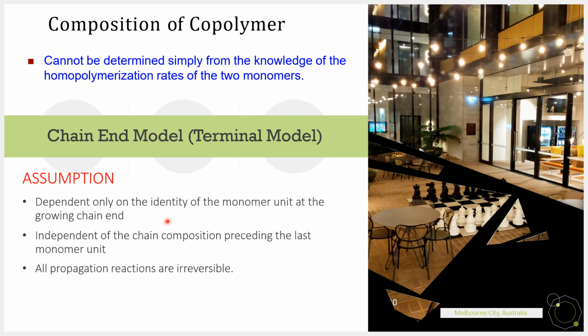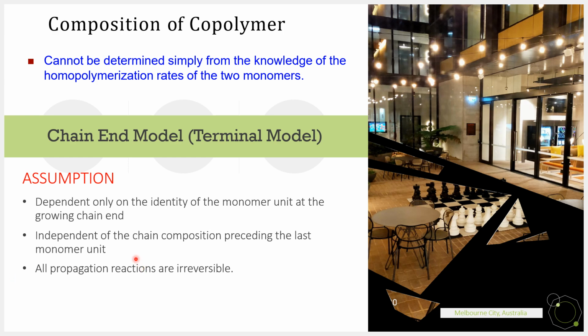So what we have here is the assumption. This model makes two primary assumptions. The first one is the reactivity of a monomer unit at the growing chain end is dependent only on the identity of the monomer unit at that growing chain end. That is the first one. The second one is the reactivity is independent of the chain composition preceding the last monomer unit.